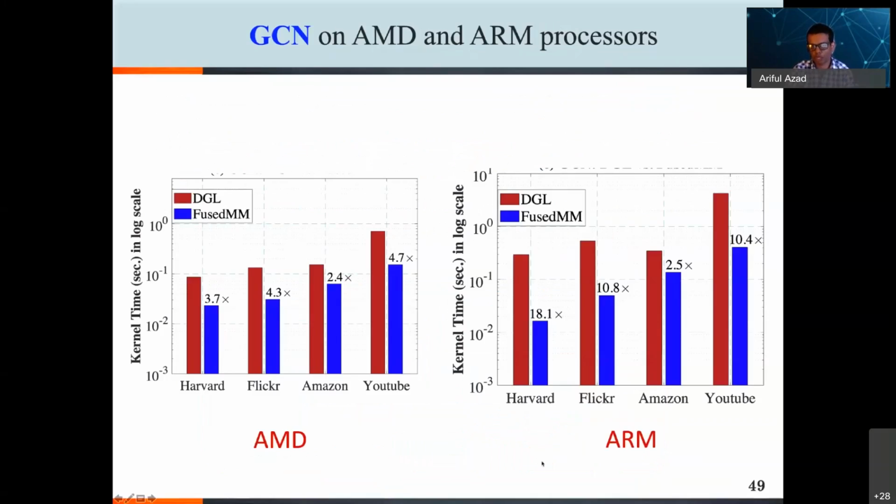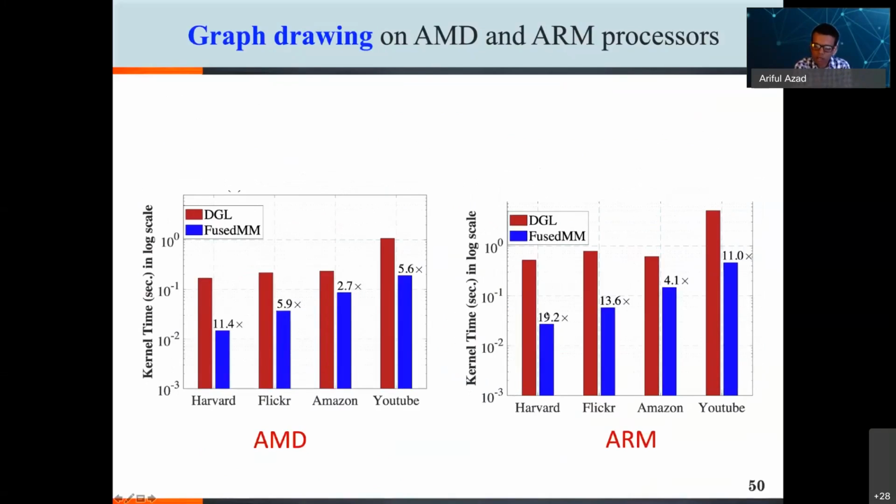For example, when we apply graph convolutions on AMD and ARM, we can still see that the fusion operation can give us significant performance improvement. We obtain better performance on ARM. For example, sometimes it is 18x faster than the standard library. And similarly, we observe similar performance improvement for graph drawing and graph embedding algorithms.